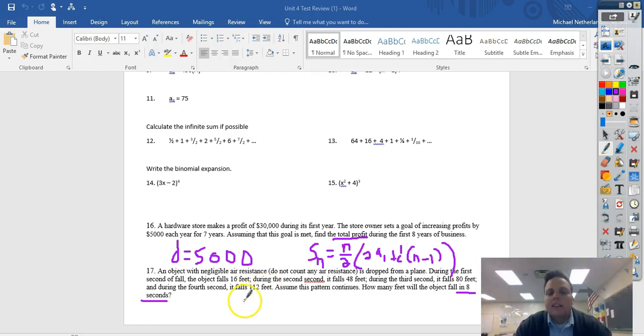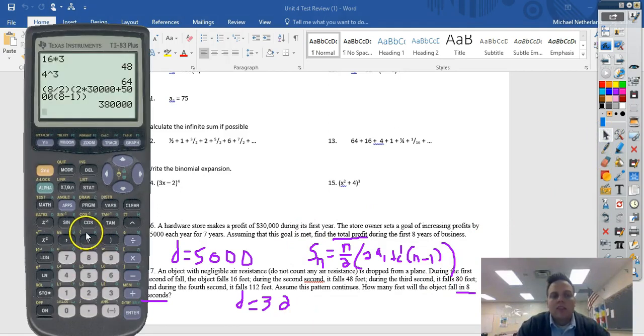Alright, so that means I need to find a sum. And 16 to 48, 48 to 80, that's 32. So I'm falling 32 feet. Alright, but we're not going to make it negative because you'll notice it doesn't say negative 16. It just says 16. So d is going to equal 32. Once again, I want to find the sum, so I'm going to use the same formula, the same one I just used. I'm going to let the calculator do all the heavy lifting for me.